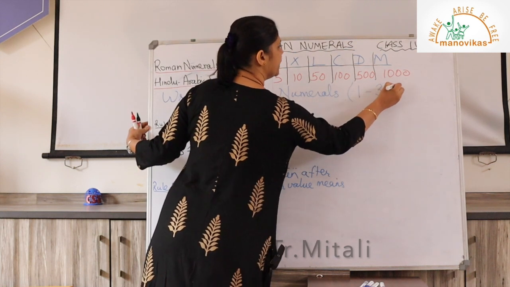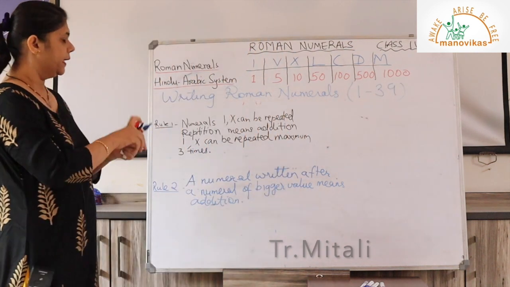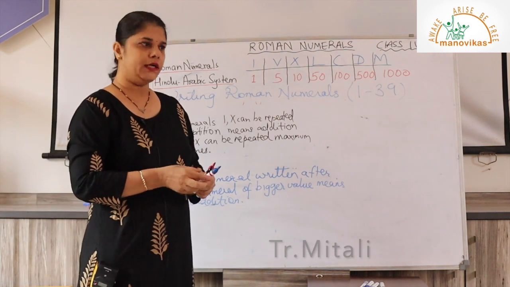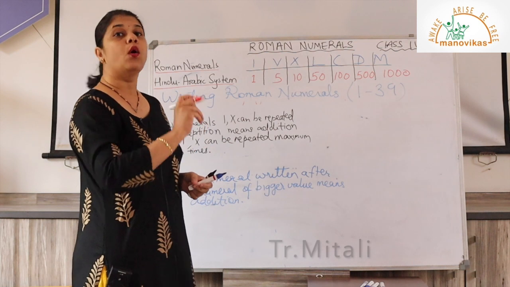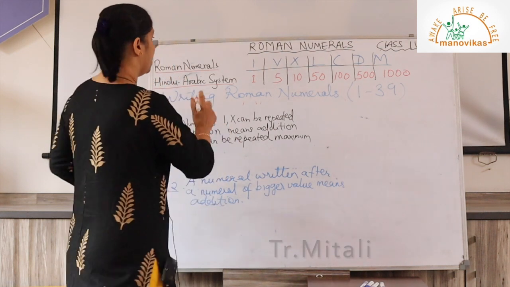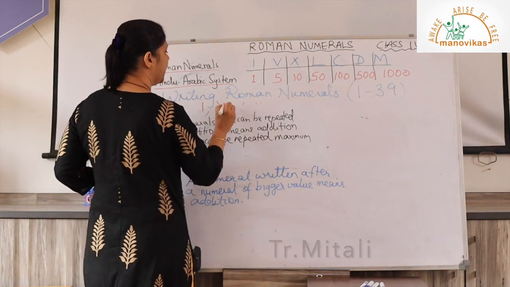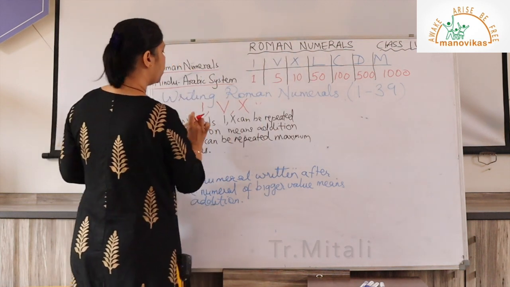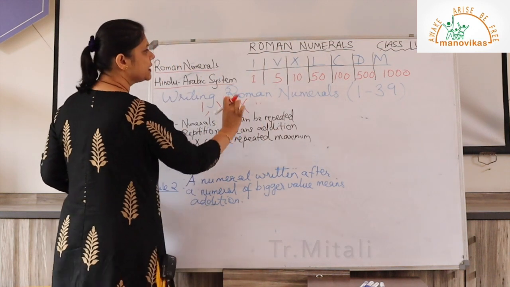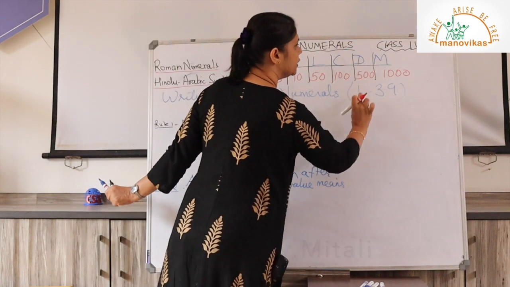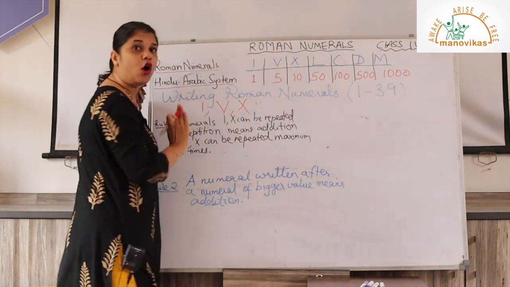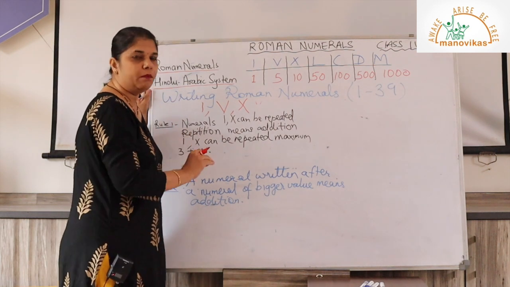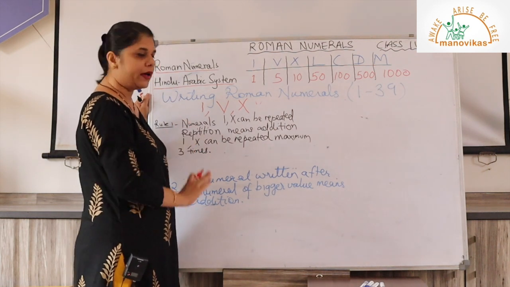Now, to write the Roman numerals from 1 to 39, we need only 3 symbols, I, V and X. So, from these we will need only I, V and X to write the numerals from 1 to 39. And also we need to follow a set of rules to write the numbers. Now we will see what they are one by one.